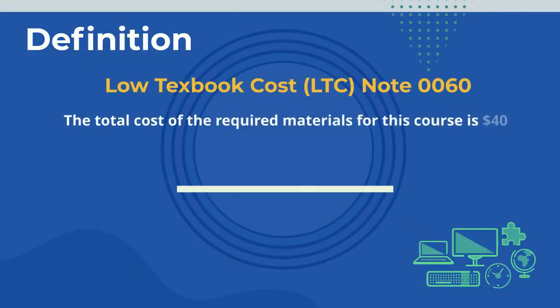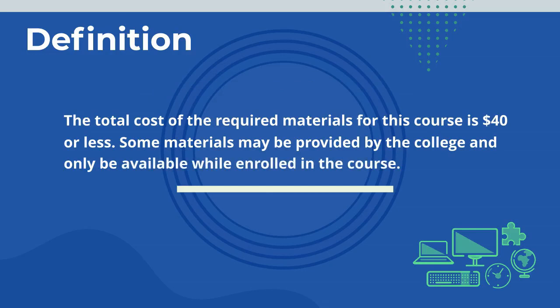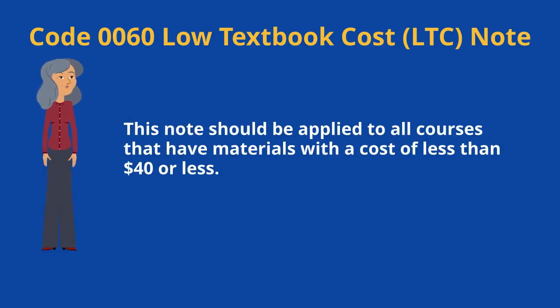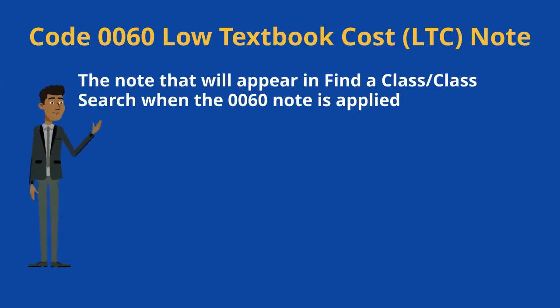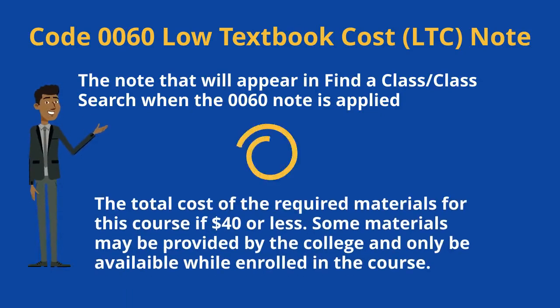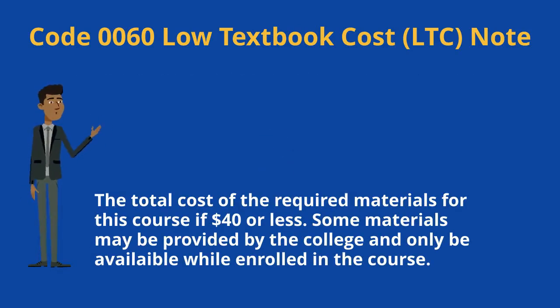The new definition of low textbook cost, LTC Note 0060, is the total cost of the required materials for this course is $40 or less. Some materials may be provided by the college and only be available while enrolled in the course. This note should be applied to all courses that have materials with a cost of $40 or less. The note that will appear in the Find a Class search when the 0060 note is applied is the total cost of the required materials for this course is $40 or less. Some materials may be provided by the college and only be available while enrolled in the course.